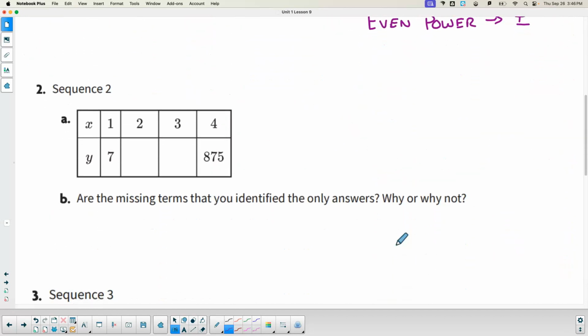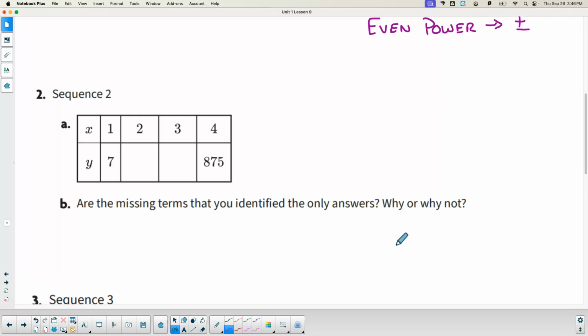So let's try one, like sequence number 2 here. I'm going to start with my starting number, that's 7. I'm going to count my jumps. 1 jump, 2 jumps, 3 jumps.